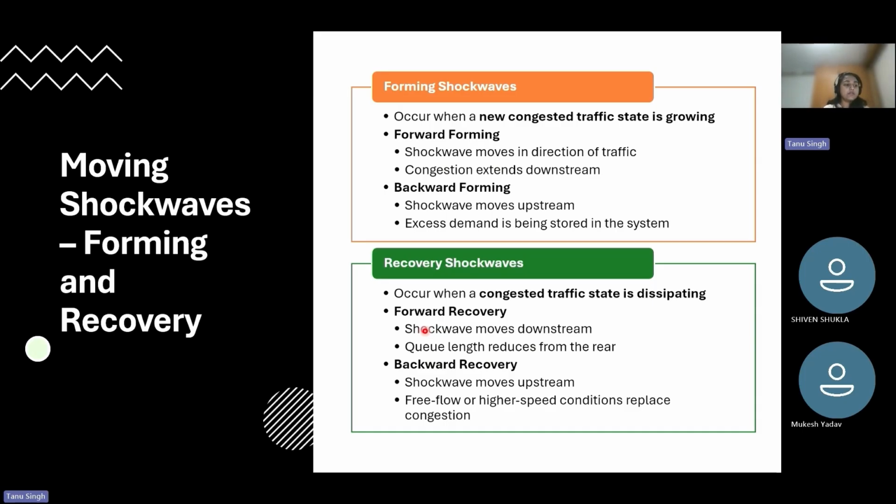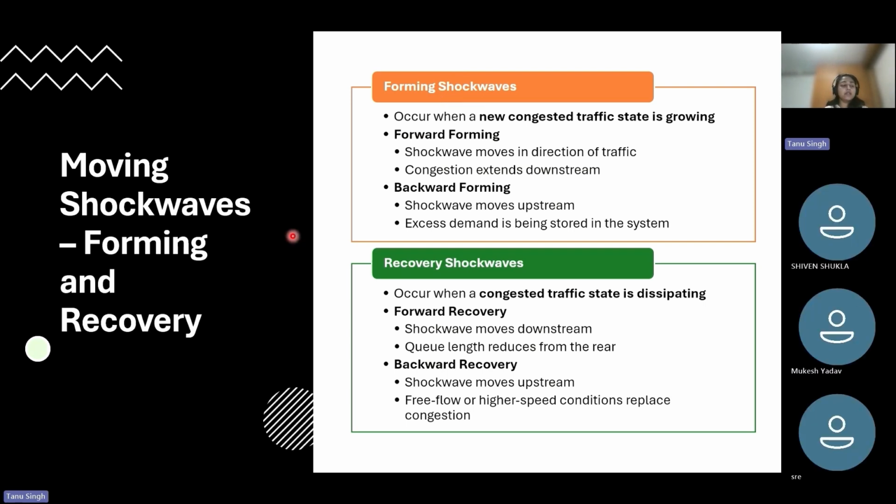In a forward recovery shock wave, the shock wave moves downstream and the queue length reduces from the rear. In a backward recovery shock wave, the shock wave moves upstream and free flow or higher speed condition gradually replaces congested conditions. So these are the two types of the moving shock waves.